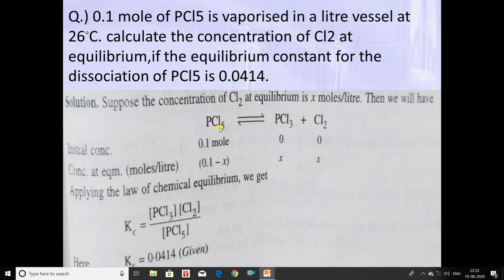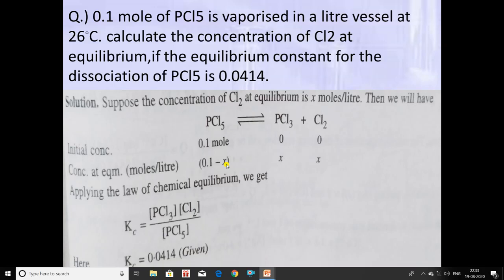Now remember, you must be thinking that here it should be 0.1 minus 2x, because x plus x is 2x. But that would be completely wrong, because here we will not add them. We are writing their values according to number of moles. Here the number of moles of PCl5 is 1, the number of moles of PCl3 is 1, and the number of moles of Cl2 is 1. So we will subtract according to number of moles. Their numbers of moles are equal to 1, so here you will subtract 0.1 minus x.